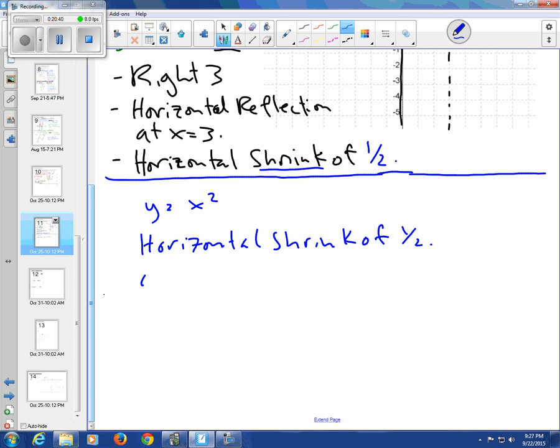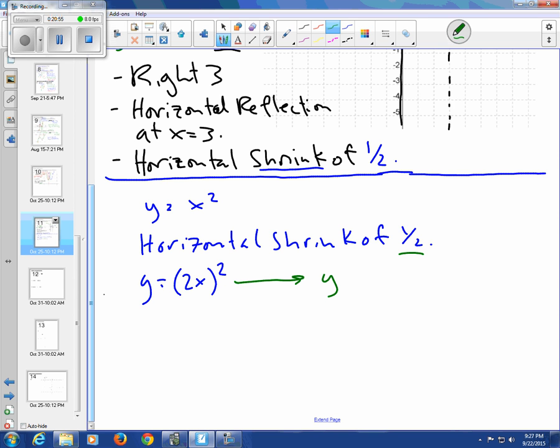So right here that would mean y equals, and then I multiply inside my square by 2, right? That's horizontal shrink by 1/2. We're multiplying by a number greater than 1, and it's going to be a shrink by the reciprocal. Now, what if I simplify this?